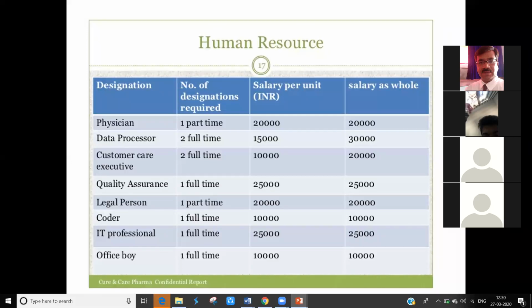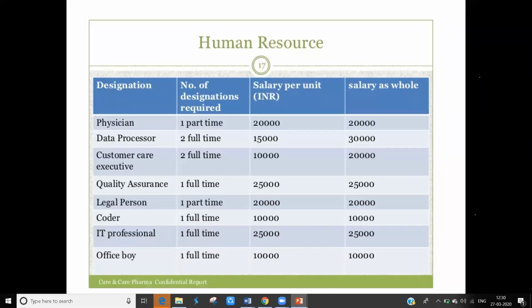So a physician can be there, only one, and the number of designations required is only one, and part time is required, not full time. And you can see that the salary again changes so much. As per the economics, it's given as a salary as a whole, salary per unit as a part time. So only when required the physicians can come, but there is no need for a full-time physician.